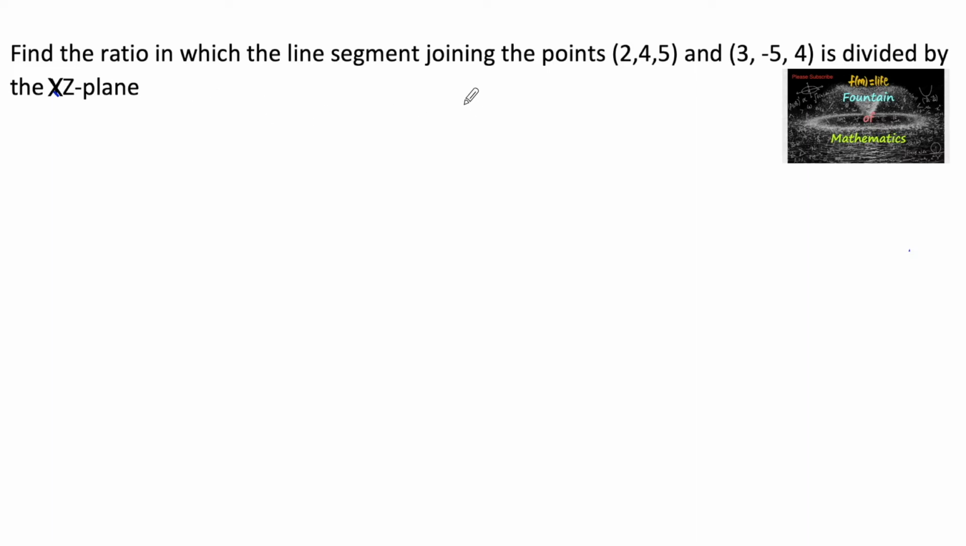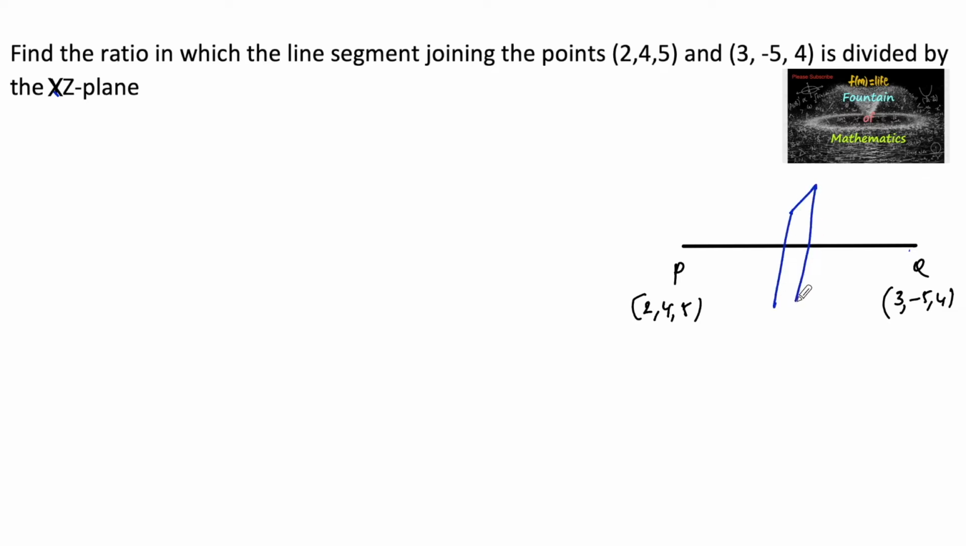Find the ratio in which the line segment joining the two points P 2, 4, 5 and Q 3, minus 5, 4 is divided by the xz plane. So let us consider this is the XZ plane. The line segment joining these 2 points is divided by the plane. Let us consider the point to be R.